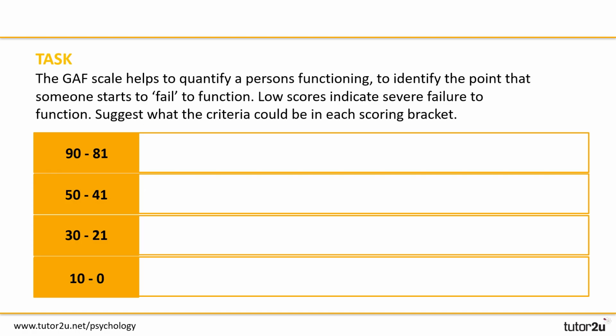One thing we also mentioned before was the GAF Scale. This helps to quantify a person's functioning to identify the point that someone starts to fail to function. On this scale, a low score indicates severe failure to function and a high score suggests that someone is functioning fine. Your task, and the final task for this session, is to suggest what the criteria could be at each score bracket. If somebody was going to score 10 to 0, what type of behaviours do you think they would have to exhibit in order to be given this most severe score? Pause the video for 10 minutes while you have a think, jot your answers down.